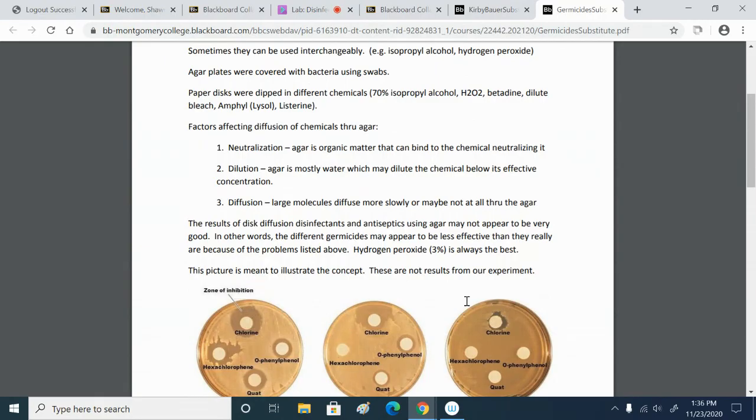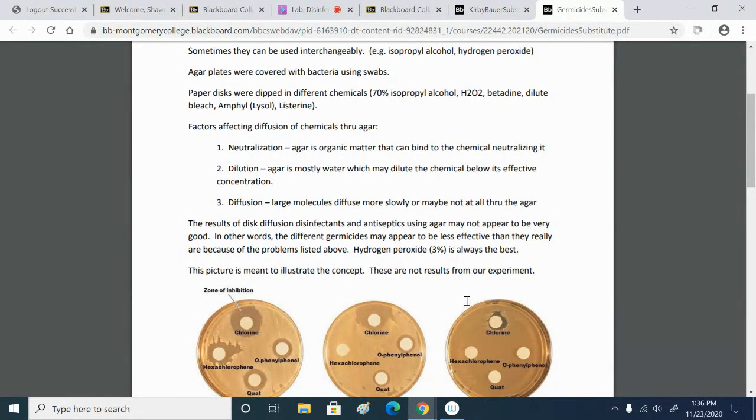Agar is also mostly water. When you make up a liter of agar, you add 15 grams of agar to a liter of water, so it's mostly water. So chemicals may be diluted below their effective concentration. And then diffusion. We know that large molecules diffuse more slowly than small molecules do. And some of these molecules may have difficulty diffusing through the agar.